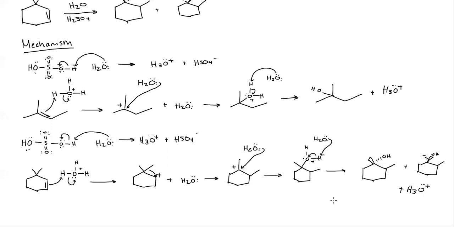So we're going to talk about 2 other types of alkene hydration in the next 2 videos. So those are oxymercuration, demercuration, and hydroboration oxidation. So those are the other 2 types of hydration, which have their own advantages and disadvantages that we will discuss in the next video. So hope you tune in for that.